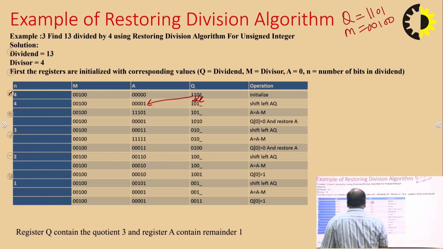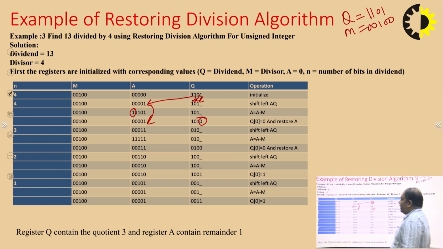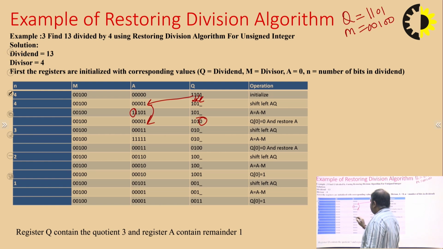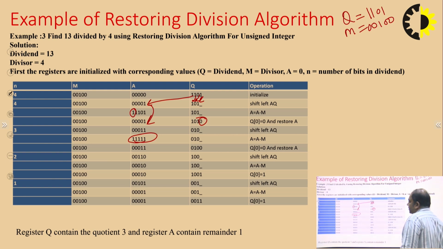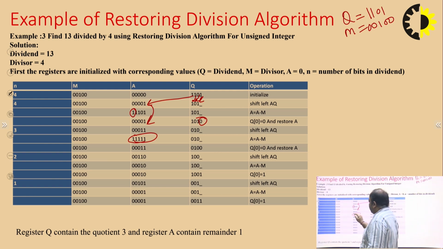Okay. So first we do a left shift, then we do a subtraction. After subtraction, what comes? 11101. So the most significant bit of A is 1. So we convert the least significant bit of Q to 0 and restore the value before the subtraction. Again, we do a left shift. After doing a left shift, we do a subtraction. In subtraction, we got the value 11111. After checking this, the most significant bit of A is 1, and then we convert the least significant bit of Q to 0 and we restore the value before the subtraction.